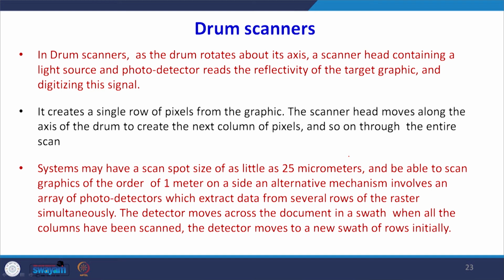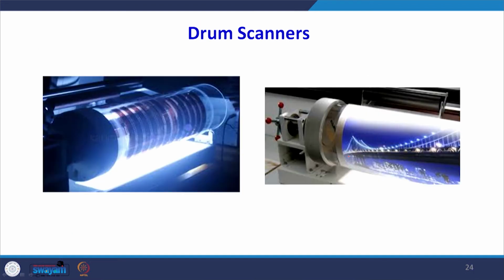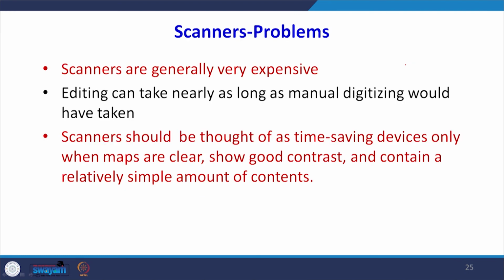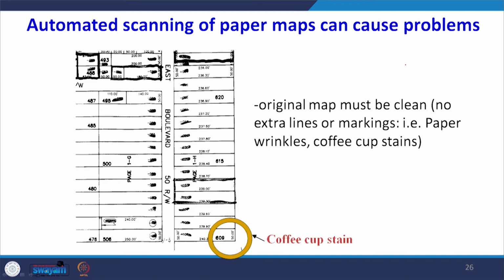We are using mostly flatbed scanners for normal GIS work. This is how the drum scanners look like. Whenever heavy production work is required, these kind of scanners are used for industrial applications. These are very expensive, this is the problem. Then editing also, when you have to carry out the editing, it will take as much time as the manual digitization work. So these are the different merits and demerits of each type of scanner.